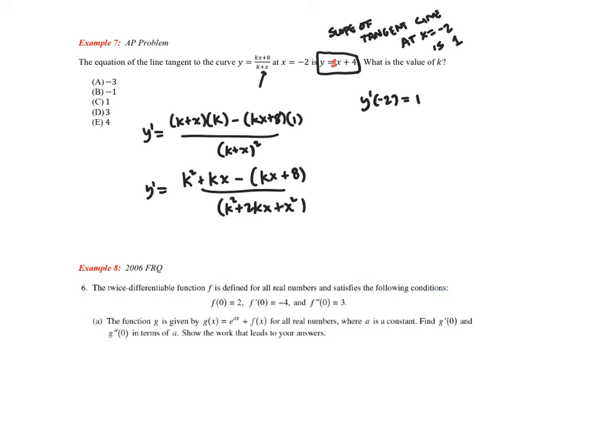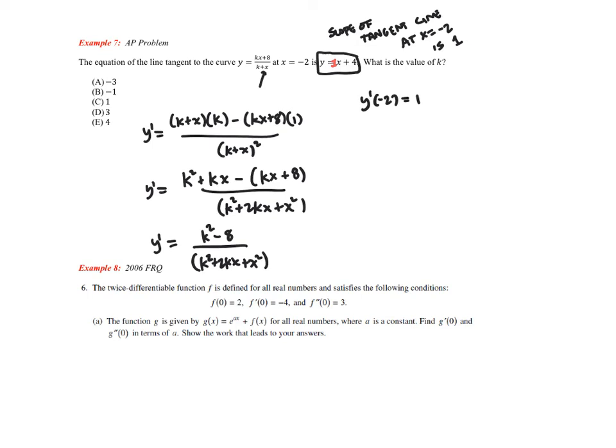All right, we have quite a bit of work to do here. So let's, again, clean this up just a little bit more. The denominator I'm actually okay with leaving like that, but the numerator I want to clean up slightly. So the kx's will reduce, and I get k squared minus 8. Okay, so I want that to equal 1.